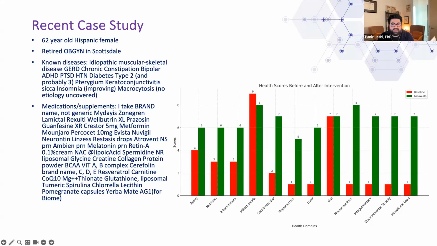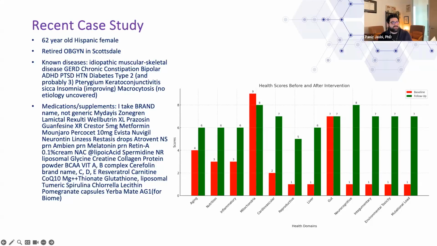2 of them were normative, meaning that they're consistent with her age and sex. So her aging and her gut profiles were normative. And her mitochondria were actually doing really well. So even at baseline, her mitochondrial score is a 9. Now, again, this is the interconnectedness of pathways, and sometimes improving or engineering a health trajectory can be a zero-sum game, meaning that you're going to make certain concessions to then gain improvements in other areas.